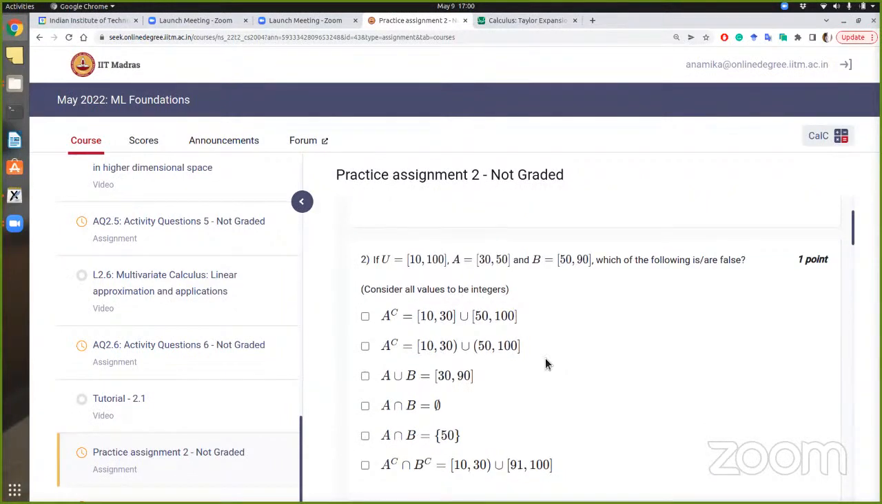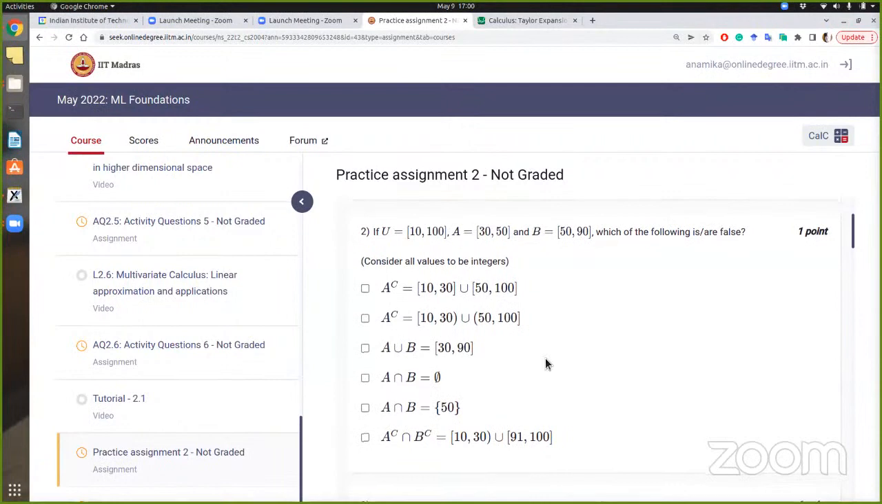Okay, next question. Again on sets, we are given a universal set. You have to consider all values to be integers here. Please note that. Universal set is given, and then A is given, B is given. So these are closed intervals. Please see, they are not sets, as in they are not curly braces. They are closed intervals, which means the universal set is from 10 to 100, including 10 and 100. A is from 30 to 50, including 30 and 50.